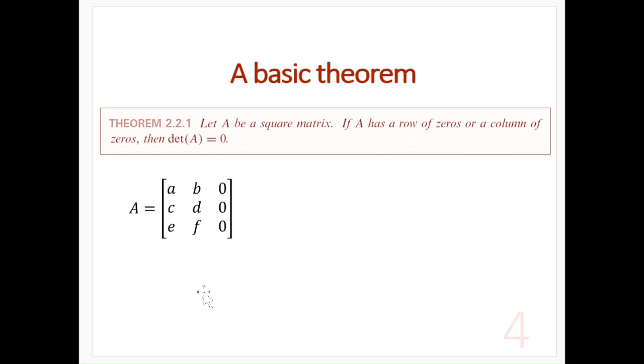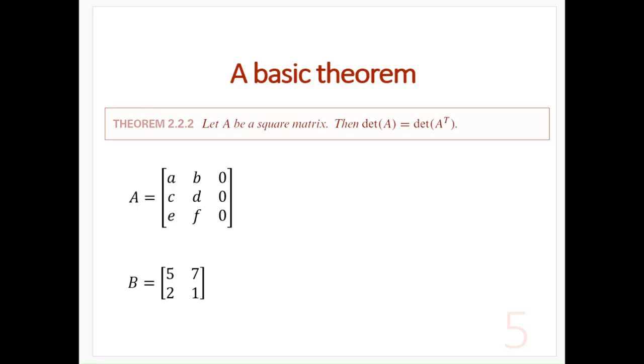So what are you going to do when you look at a matrix? One of the first things you should look for is, does it have a row or column of zeros? And if it does, then you're like, I don't need to do any calculations. So I hope that will be a nice trick to look for, as well as being a theorem.